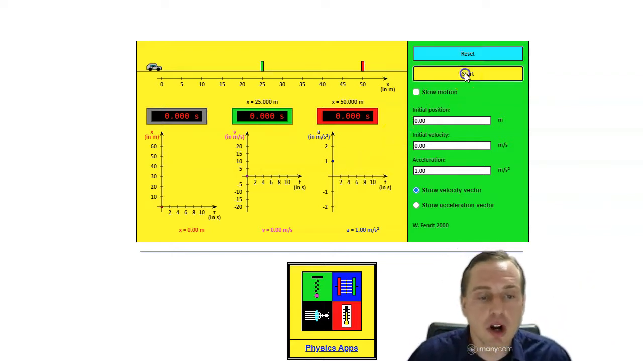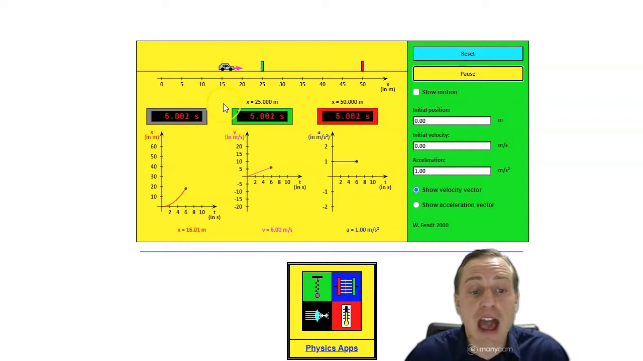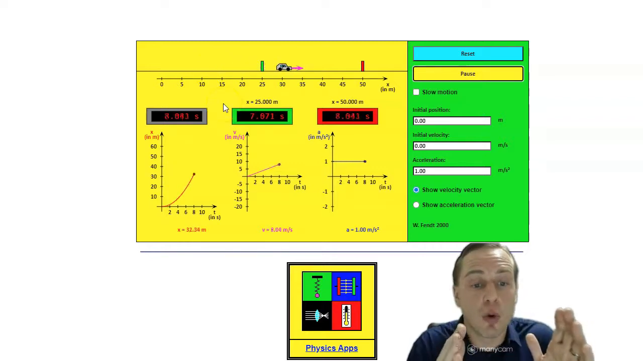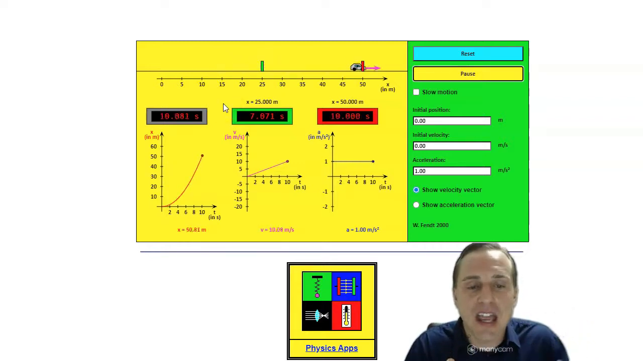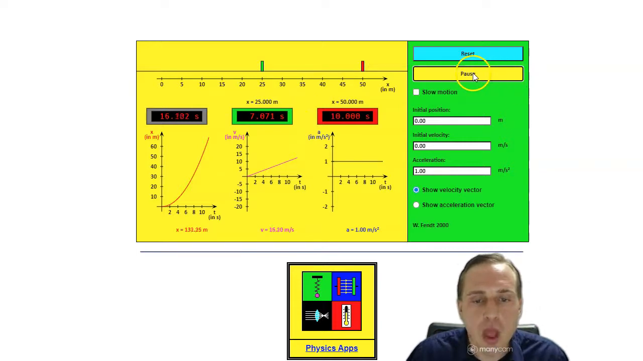So let's start this again. Now look at the car. Look at the velocity vector. Do you see how it's getting longer? And in fact, it's constantly getting longer with time. That is to say, the velocity is increasing with time. There is an acceleration.